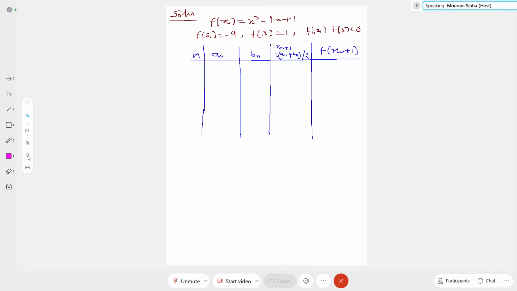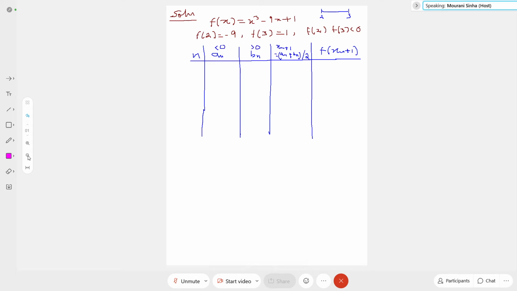In the copy, this is how you start. You will write fx, you will find FA, FB, you will show that FA FB is less than 0, and this is the table which you will form and you will proceed. So the root lies between 2 and 3. That means A is 2 and B is 3. That's very obvious. If the root lies between 2 and 3, your A is 2 and B is 3. So F2 is negative, so we designate this column as negative. And since F3 is positive, we designate this column as positive.